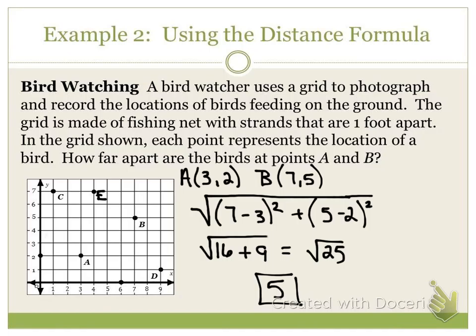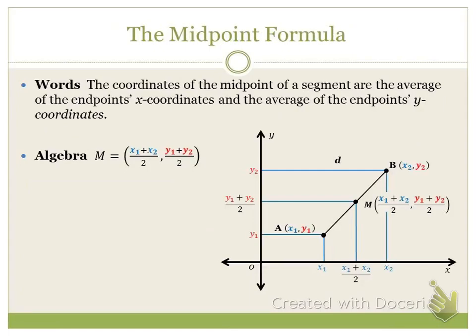So the only thing that we did different in example 2 was we actually had to figure out the ordered pair from the grid. Does that make sense? Yes? No? Okay. All right, so that's it for the distance formula. Now you need to know the midpoint formula. Go ahead and write this down in your notes, the midpoint formula.